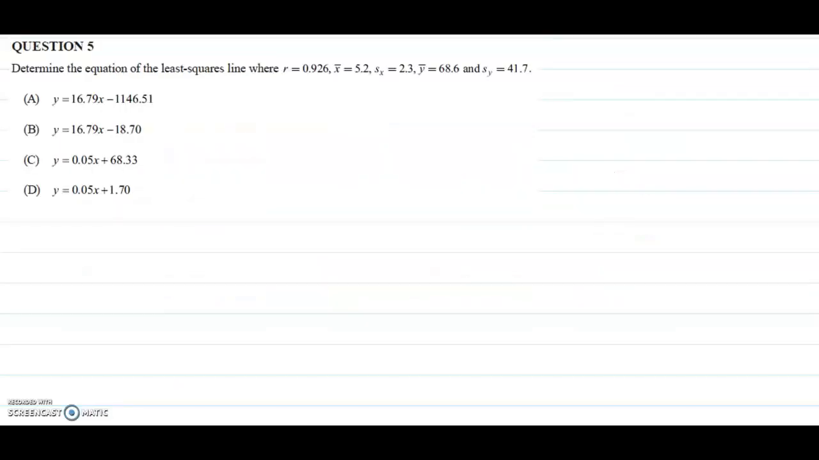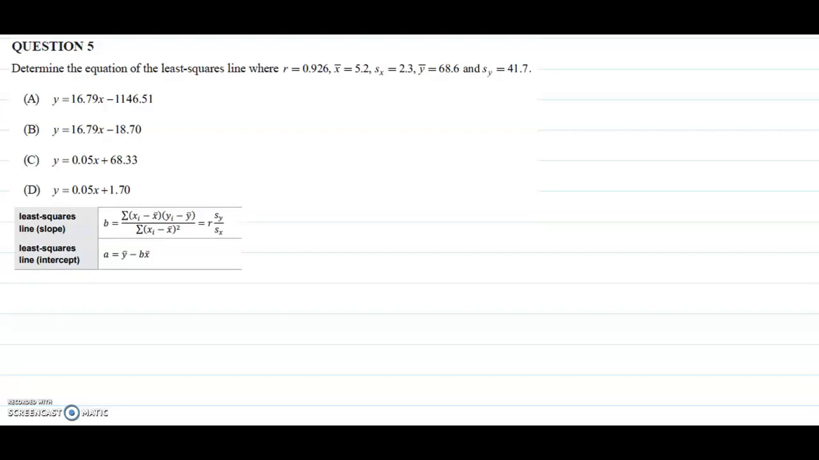Question 5. Determine the equation of the least squares line where R equals 0.926, the mean of X equals 5.2, the standard deviation of X equals 2.3, the mean of Y equals 68.6, and the standard deviation of Y equals 41.7. Now, in order to find this equation, guys, you're going to have to go to your formula booklet and have a look under statistics and find the formulas that relate to the least squares line.